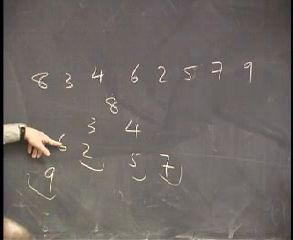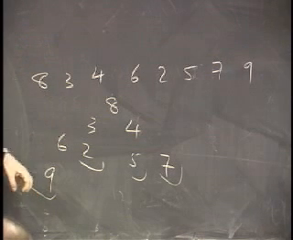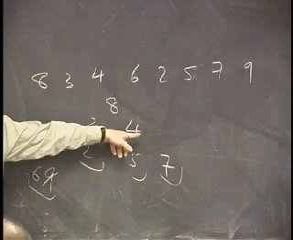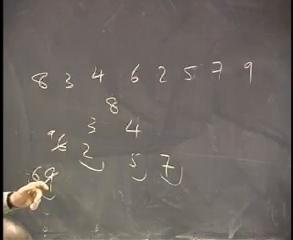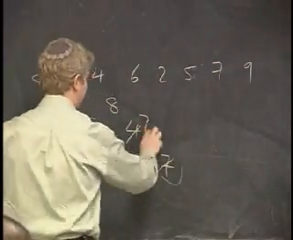Now 6. To include this, what do you have to do to 6? You have to push it downwards and switch it with 9. Now you go to this one. 4 you want to include in the heap. How do you include this one? You have to push it down, switching it with 7.